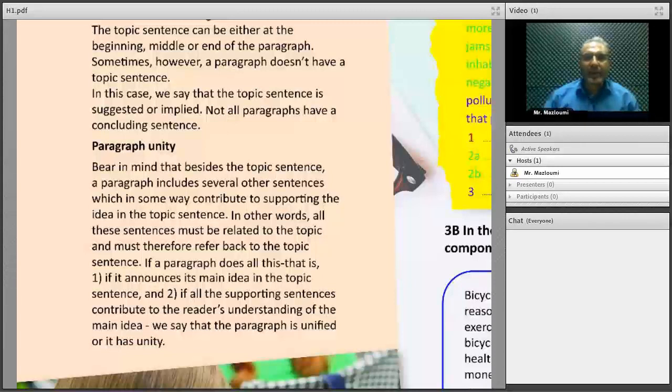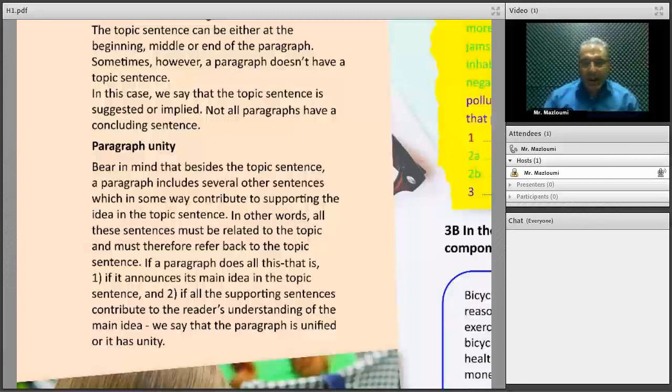What is paragraph unity, everyone? So, remember, a paragraph usually has a topic sentence, and there are some supporting ideas to support the topic sentence. So, if all the supporting sentences refer to the topic sentence, if they are related, if there are no irrelevant or unrelated ideas in the paragraph, we say our paragraph has unity or it is unified.